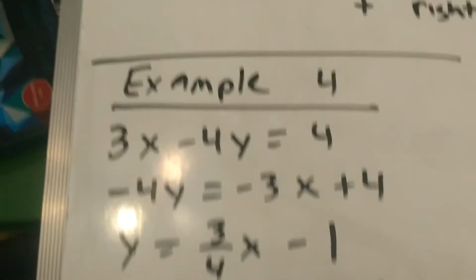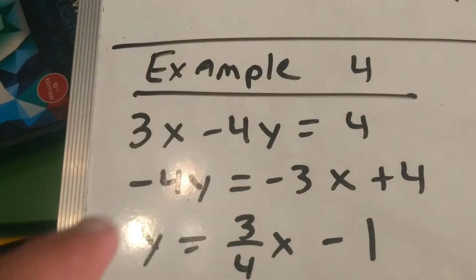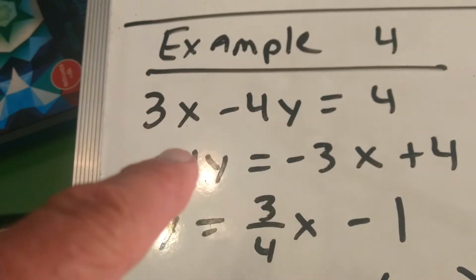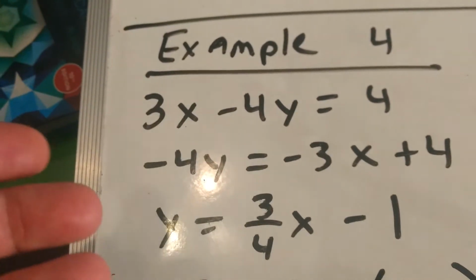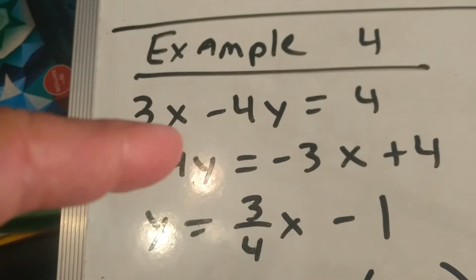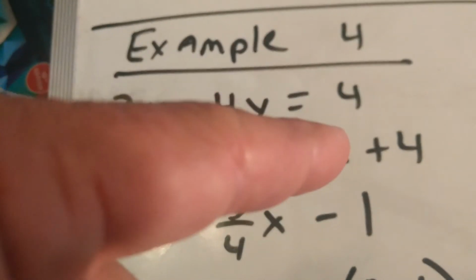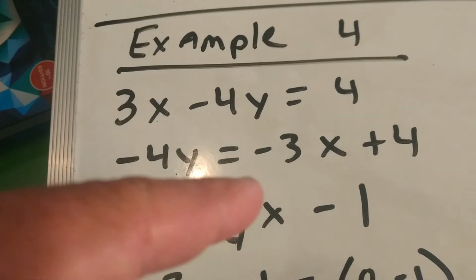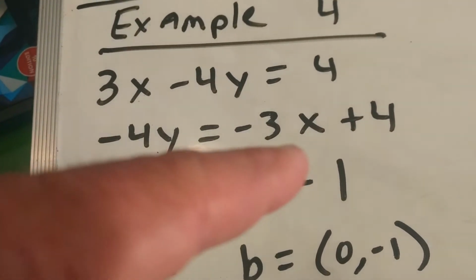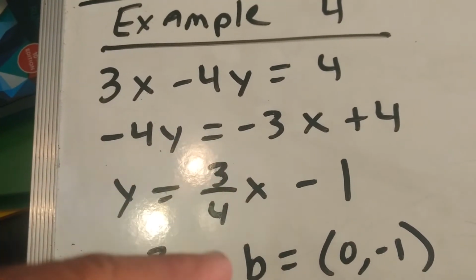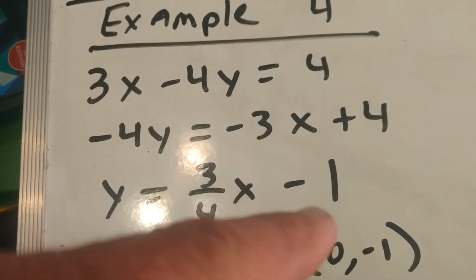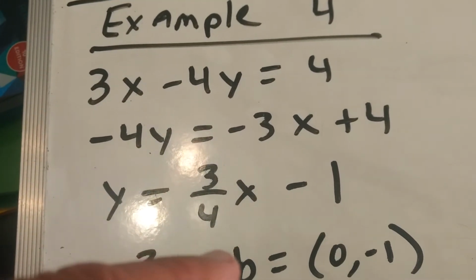Example problem 4, which you're going to encounter, is where you get an equation in standard form, where standard form is where x and y are on the same side. What you're going to do is use algebra to get it into slope-intercept form. The first thing I did here was subtract the 3x over. That's how I got negative 4y equals negative 3x plus 4. Then I divided by negative 4. Negative 3 divided by negative 4 is a positive 3/4. Positive 4 divided by negative 4 is a minus 1. Now I'm in slope-intercept form.